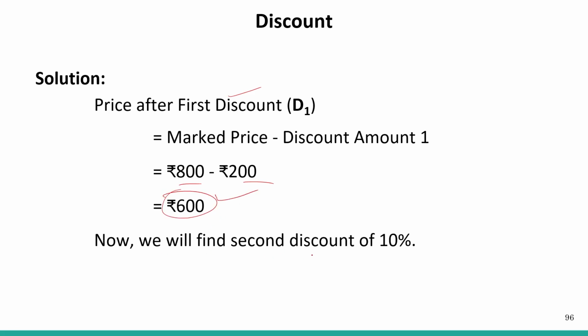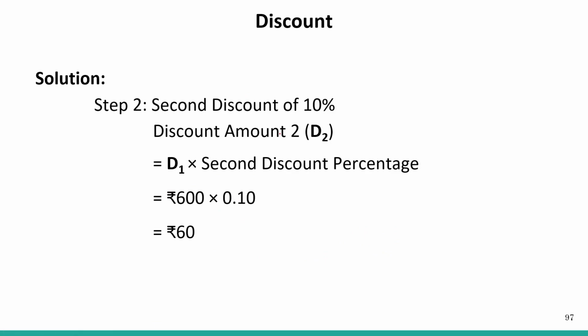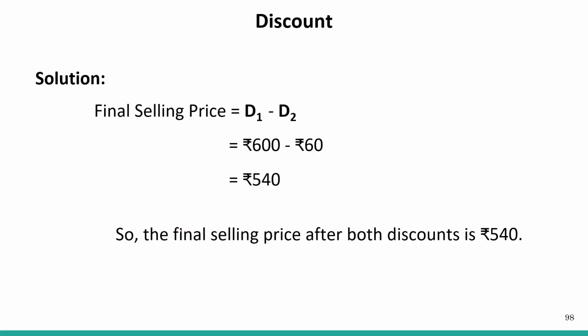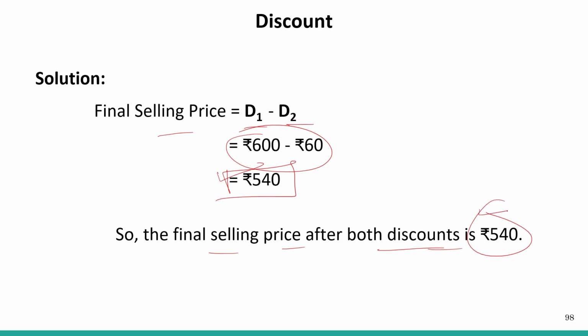Then we'll be finding the second discount, that is of 10%. Discount amount 2 will be D1 into the second discount percentage. D1 is 600, that is the selling price after the first discount is applied. So it is 600 into 0.10, because the second discount percentage is 0.10 in decimal form. This is equal to 60 rupees. So the final selling price is D1 minus D2, which is 600 minus 60, that is 540 rupees. So the final price after both the discounts will be 540 rupees.